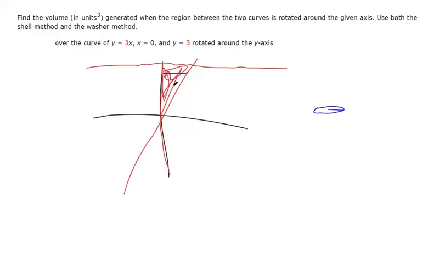The radius, let's see, is, well, it starts at x equals 0. Then it ends at the intersection of this y equals 3x line and y equals 3. So that's when x equals 1. The radius at max is 1, and at the smallest it's 0.